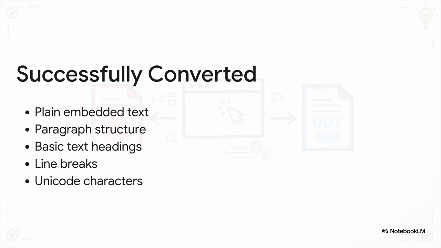It is fantastic at pulling out plain text, rebuilding paragraph structures based on line spacing, grabbing basic headings by detecting larger, bold fonts, and maintaining your line breaks. It even perfectly preserves Unicode characters, meaning special accents and non-Latin scripts transfer over beautifully. If your main goal is to get clean, editable plain text out of a locked PDF so you can repurpose it in LibreOffice or Google Docs, this is going to be an incredibly valuable tool for you.